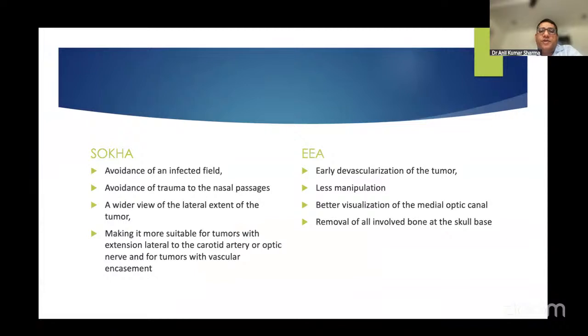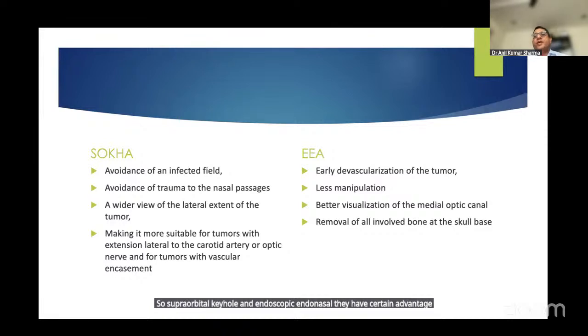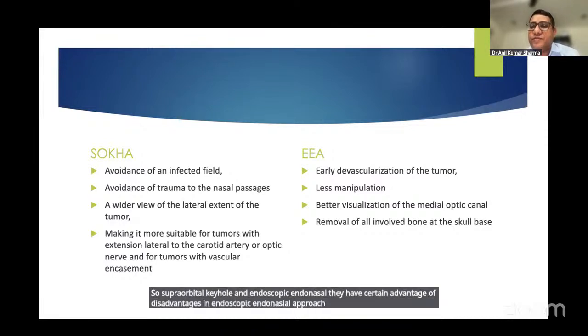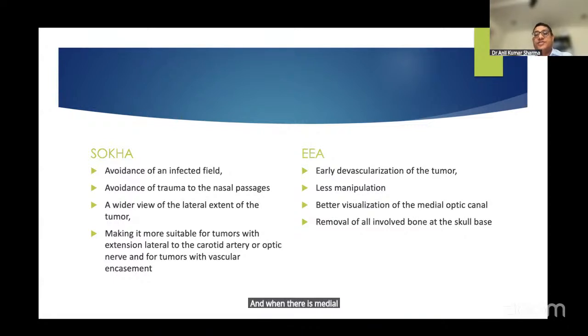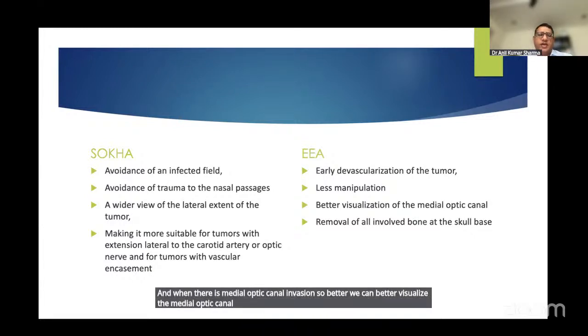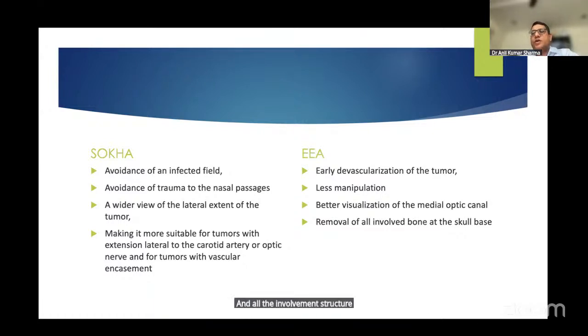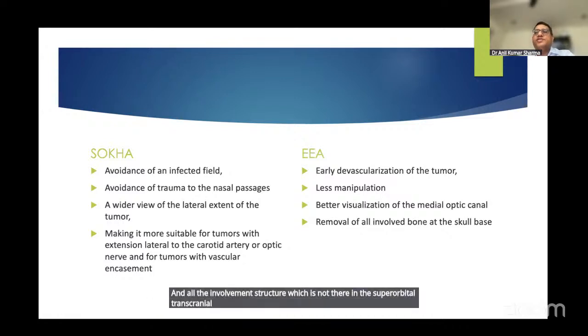So supraorbital keyhole and endoscopic endonasal approaches have certain advantages and disadvantages. In the endoscopic endonasal approach, we can devascularize the tumor early. There is less manipulation, we get a panoramic view, and we can look around the corners. When there is medial optic canal invasion, we can better visualize the medial optic canal. And there is a theoretical advantage of removing the bone and all the involved structures, which is not there in the supraorbital or transcranial approaches. But this has not been proved in the literature.